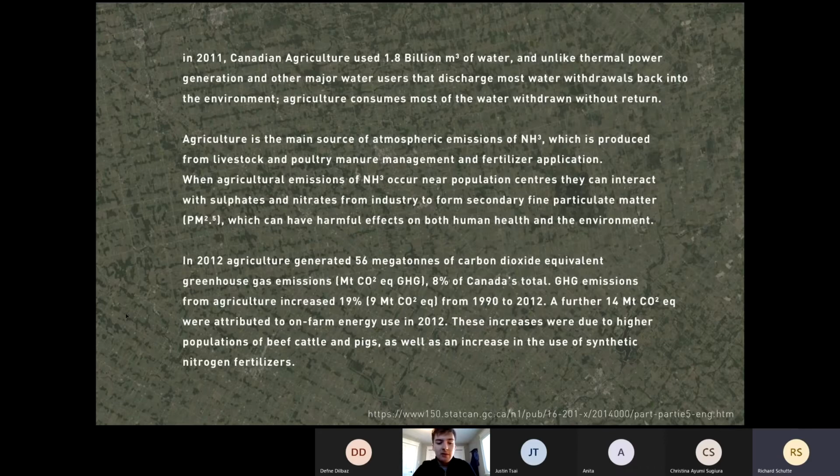In 2012, agriculture generated 56 megatons of carbon dioxide equivalent greenhouse gas emissions, 8% of Canada's total. Greenhouse gas emissions from agriculture increased 19% from 1990 to 2012. A further 14 megatons of CO2 equivalent were attributed to on-farm energy use in 2012. These increases were due to higher populations of beef cattle and pigs, as well as an increase in the use of synthetic nitrogen fertilizers.